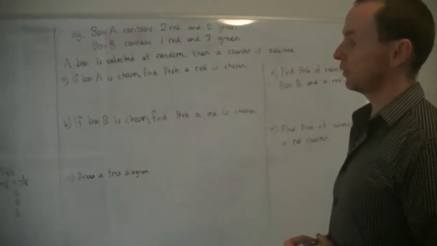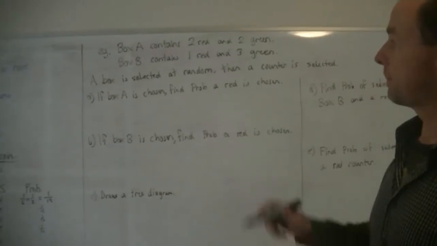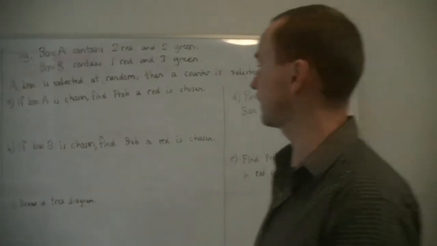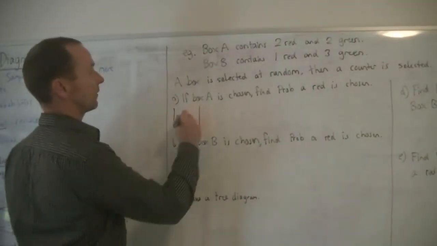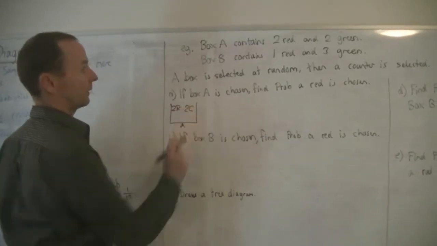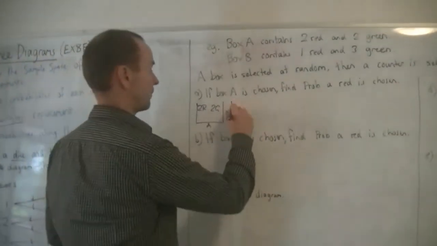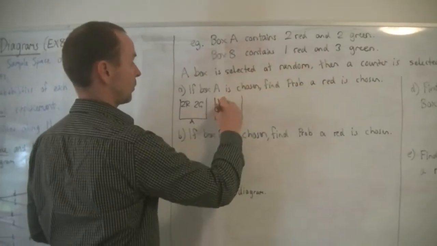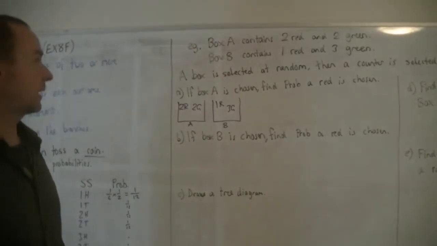Alrighty. Now let's have a look at the next one. So it gets a little bit harder now. Box A contains 2 red and 2 green counters, or whatever they are. It doesn't really matter what they are. So let me just draw that. Box A has 2 red and 2 green. Whatever works for you. If this makes it easier, draw a little diagram first. Box B contains 1 red and 3 green marbles, or whatever they are.